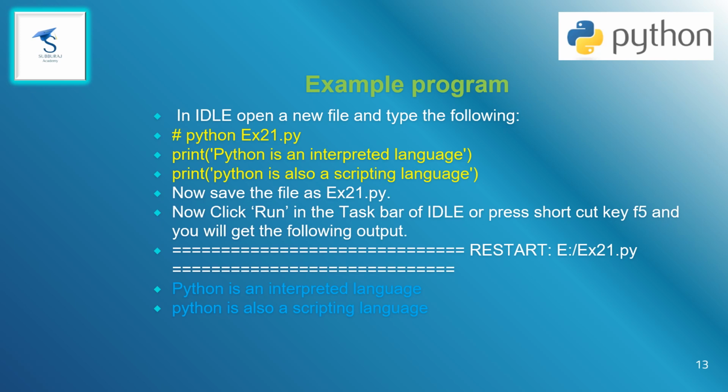Now when you click run, you get the result like this. The file name is, of course, in the E folder, ex21.py. So: Python is an interesting language. Python is also a scripting language. They both are true. So you get the result. So we had an experience of using Python in script mode. You use IDLE for interactive mode programming as well as script mode programming.